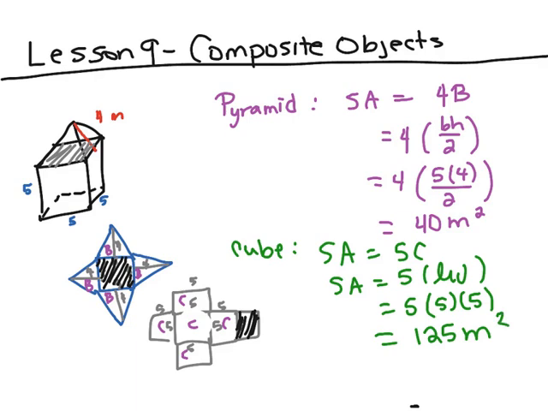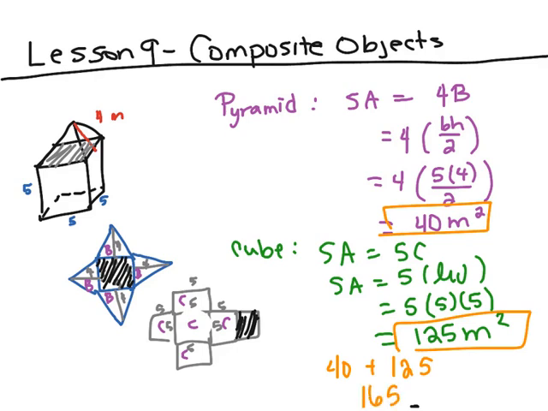So to find the total of our composite object, we're going to add together both of our surface areas. So 40 plus 125, which is 165 meters squared. So that's our surface area.